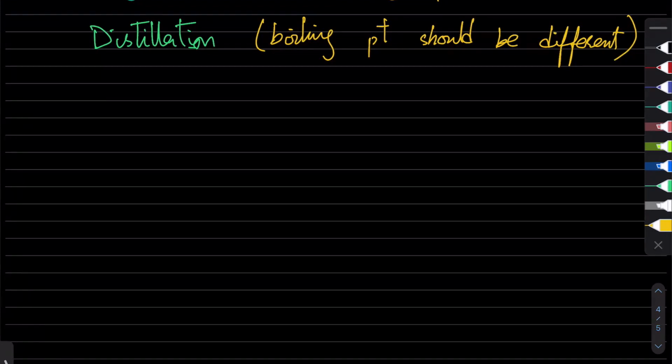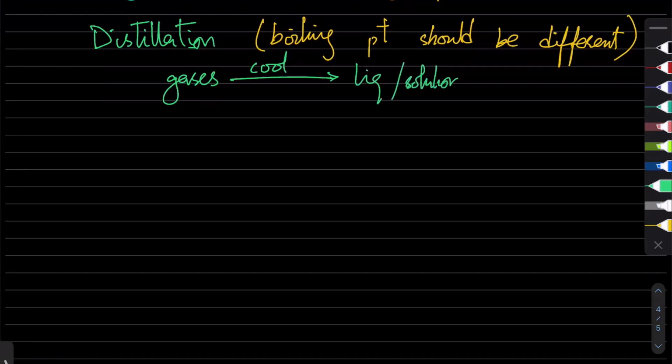If you're starting as a gas, you cool them first. So for example, if you have air, you cool it down so that everything becomes a liquid or a solution. Okay. If you're already at a solution, you heat it. Okay. And everything boils when its boiling point comes.